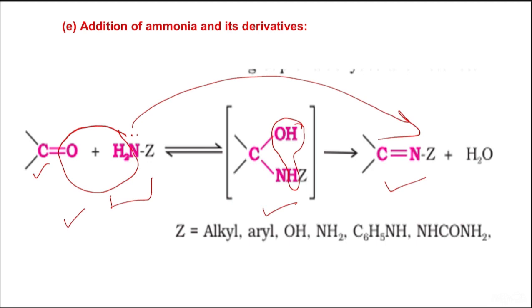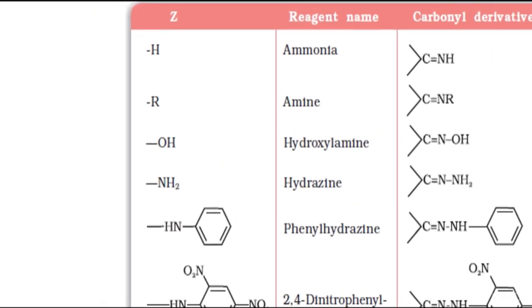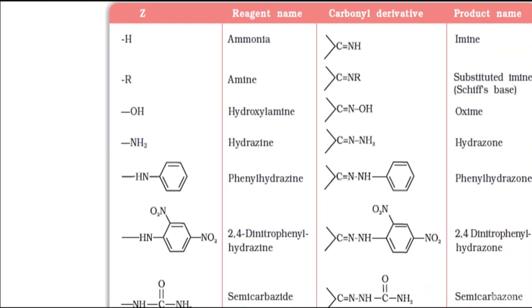Okay. Now, let us see how we can predict the products quickly. This is the table. Now in the table, everywhere I can write NH2 for myself. NH2H, this is ammonia. NH2R, this is amine. NH2OH, this is hydroxylamine. NH2NH2 is hydrazine.